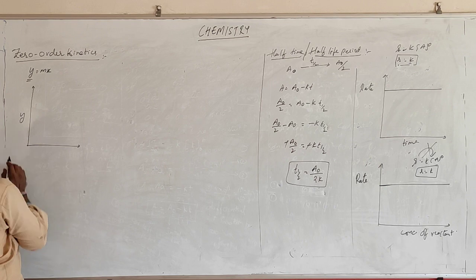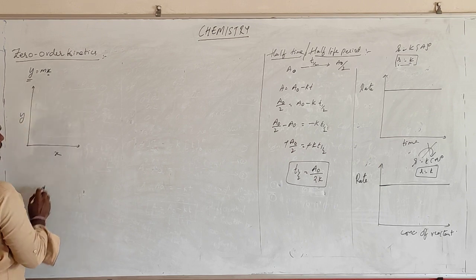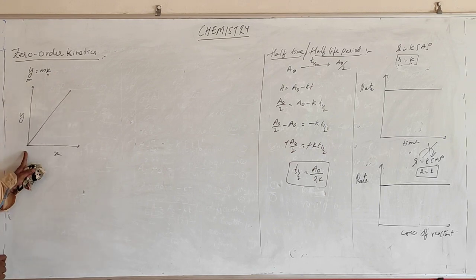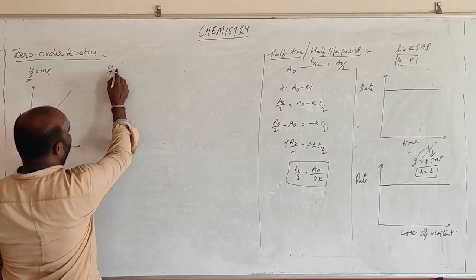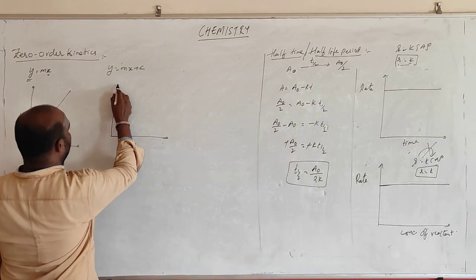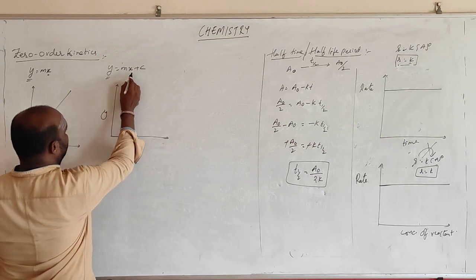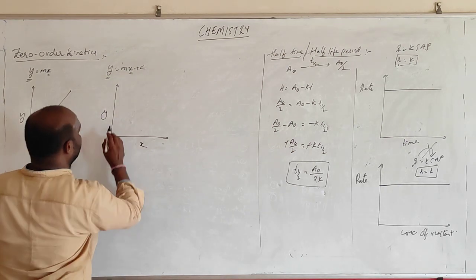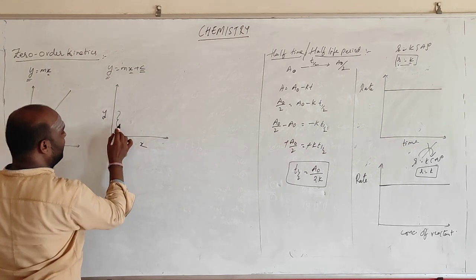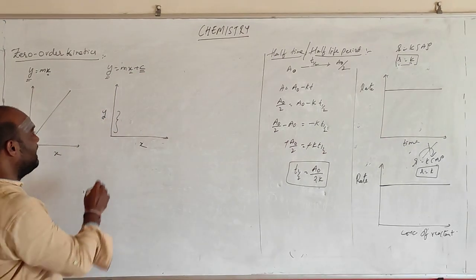Whatever y is present, we will be having on the y axis, and x on the x axis. If it doesn't have any intercept, the graph will be like this. The line passing through the origin is the graph y is equal to mx. Suppose you are having y is equal to mx plus c. You take y on the y axis, x on the x axis, and you have an intercept on the y axis.